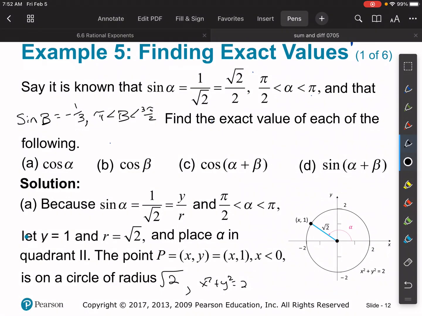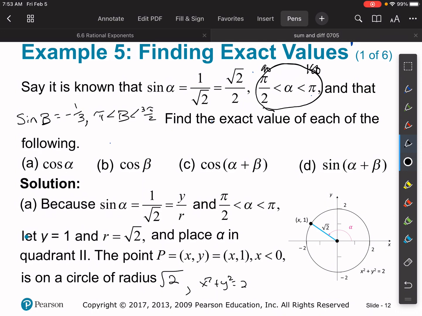Alright guys, for today I'm only going to go over one example, example 5. It says, say it is known that sine of alpha is equal to 1 over the square root of 2, which, if we simplify it, is equal to the square root of 2 over 2. And that alpha is between pi over 2 and pi. So between 90 degrees and 180 degrees.